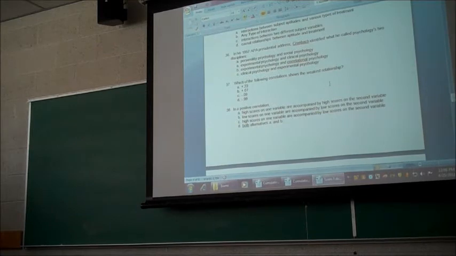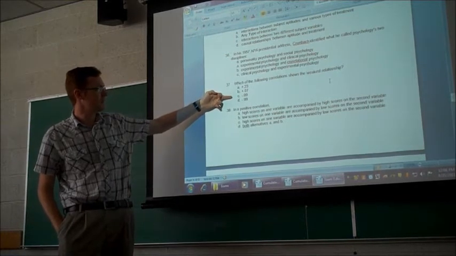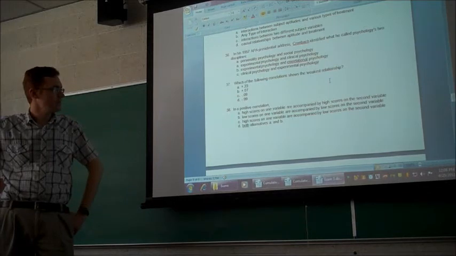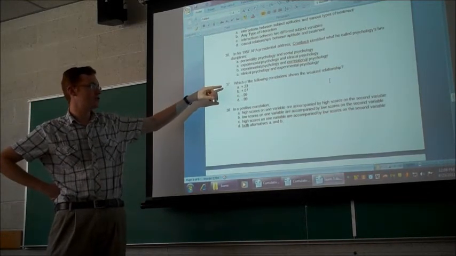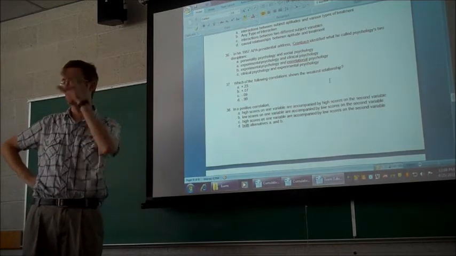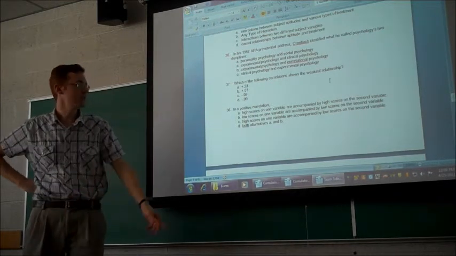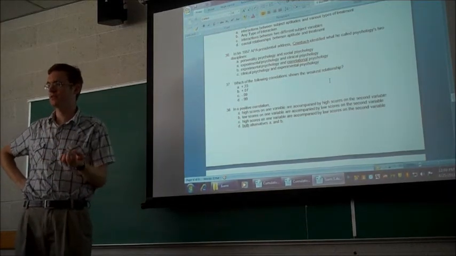Okay. So, which of these correlations shows the weakest relationship? We've got positive 0.23, positive 0.07, negative 0.09, negative 0.99. When I'm just asking about the strength of the relationship, you can actually ignore the sign. The sign doesn't matter, whether it's positive or negative. You just need to look at the number itself. And the closer that number is to 1, the stronger the relationship.